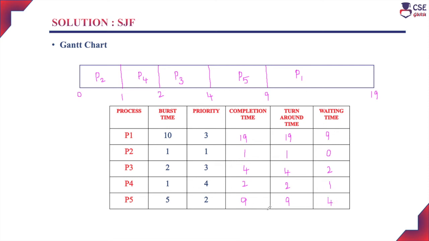Next we will find the average turnaround time and the average waiting time. The average turnaround time is nothing but the sum of the turnaround time for all the processes divided by the number of processes. The sum of the turnaround time is 35, divided by the number of processes, 5. So it is 7 milliseconds. And the average waiting time is the sum of the waiting time, 16, divided by the number of processes, 5. So it is 3.2 milliseconds.